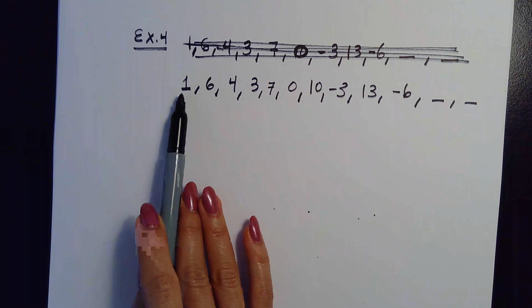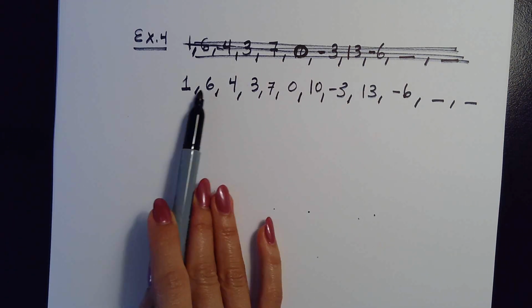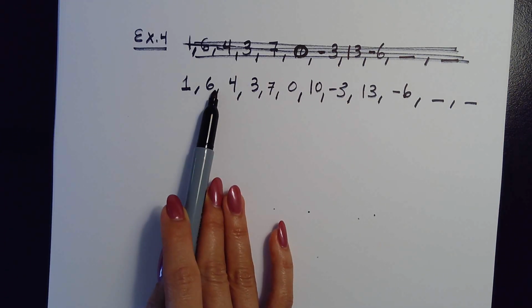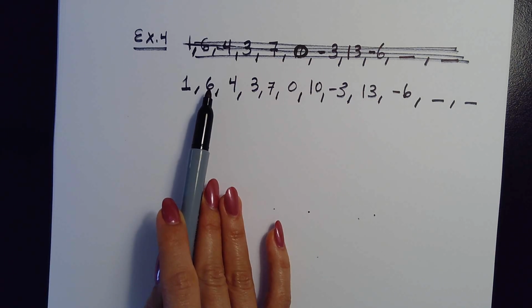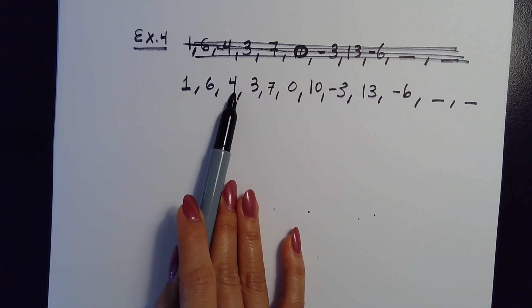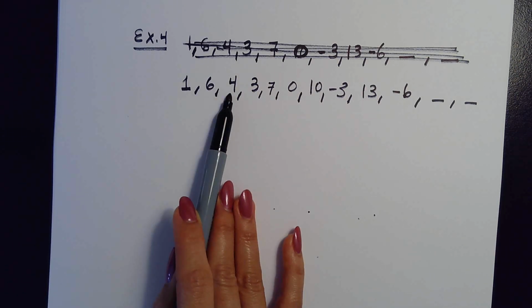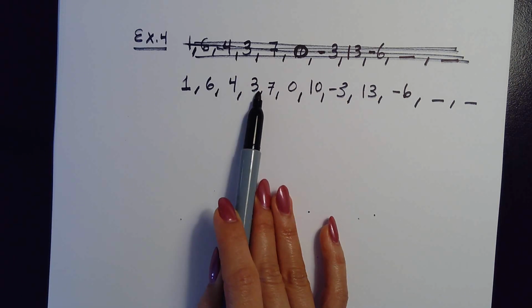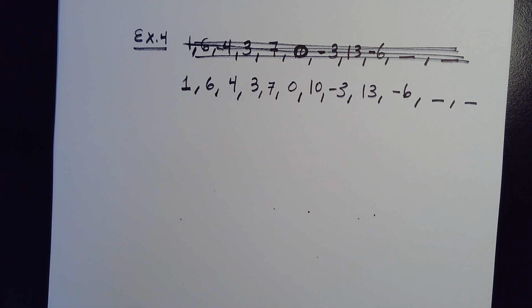So from 1 to 6, 5 was added, but from 6 to 4, 2 was subtracted. And then if we go from 4 to 3, then 1 was subtracted. So there does not seem to be an even pattern there, or a consistent pattern, I should say. So that is not going to work. Looking from one item to the next item and trying to figure out the pattern is not going to work.